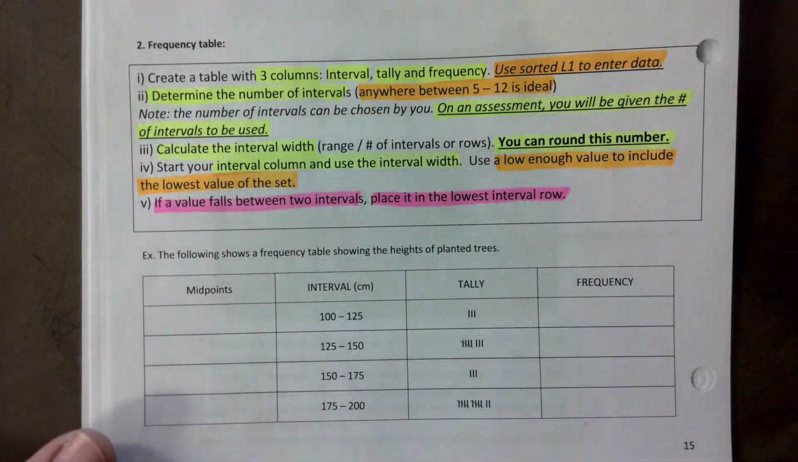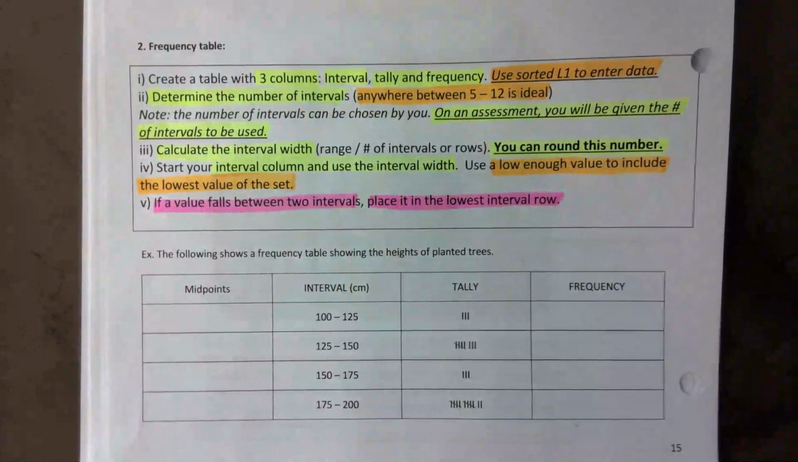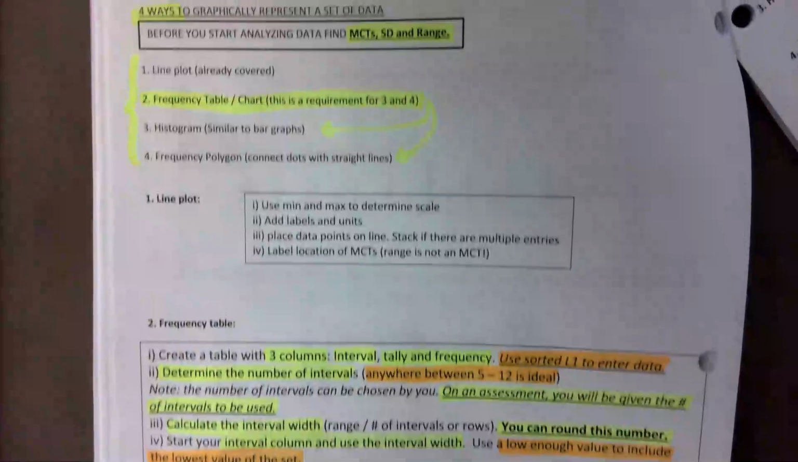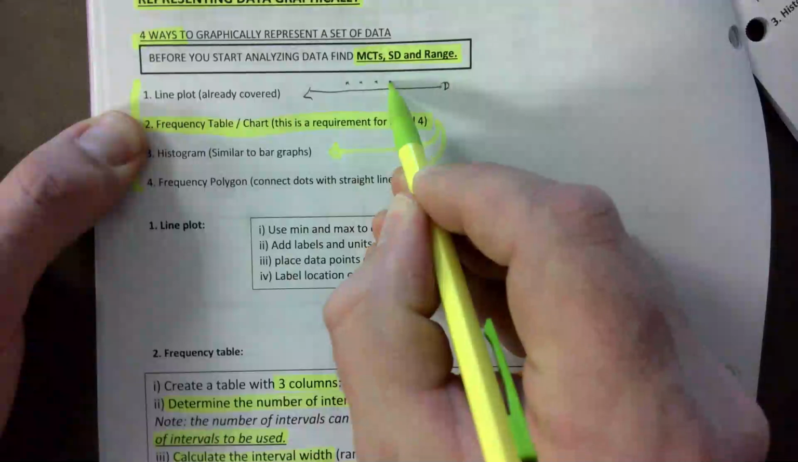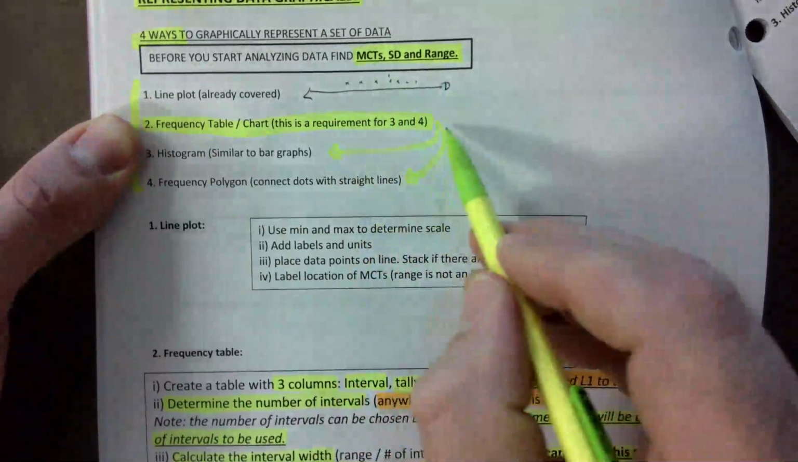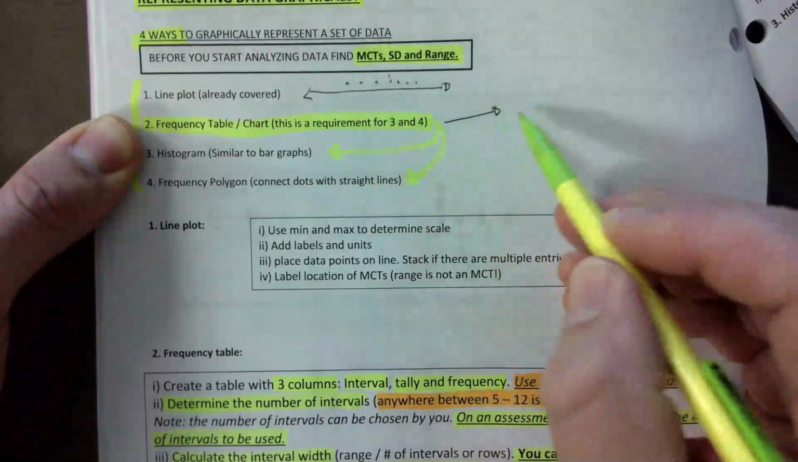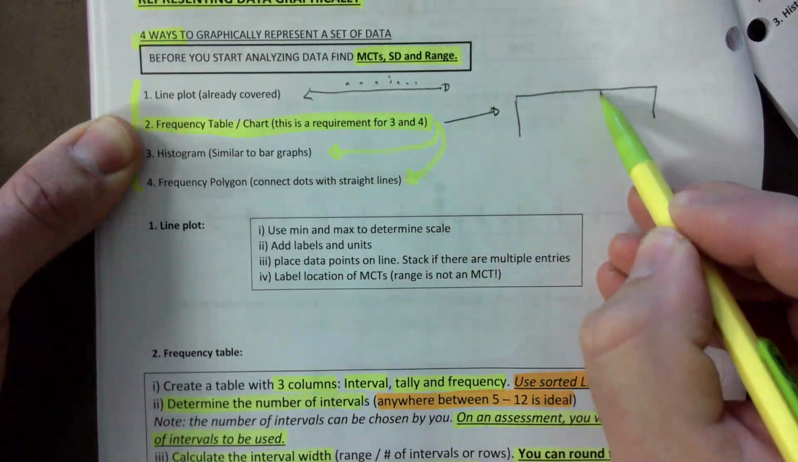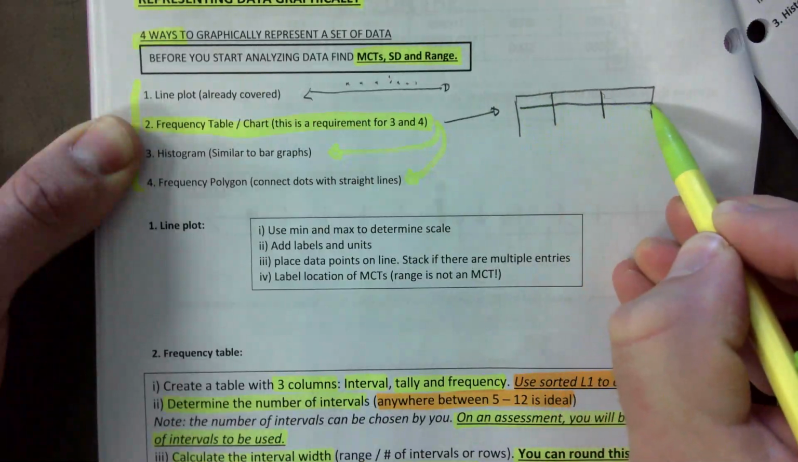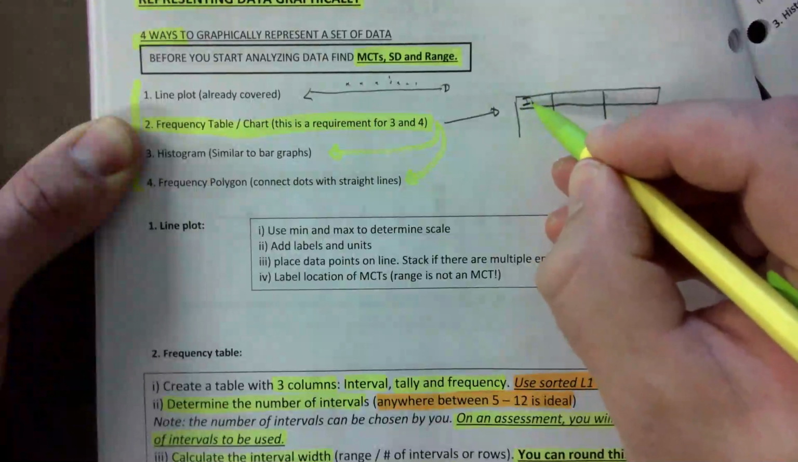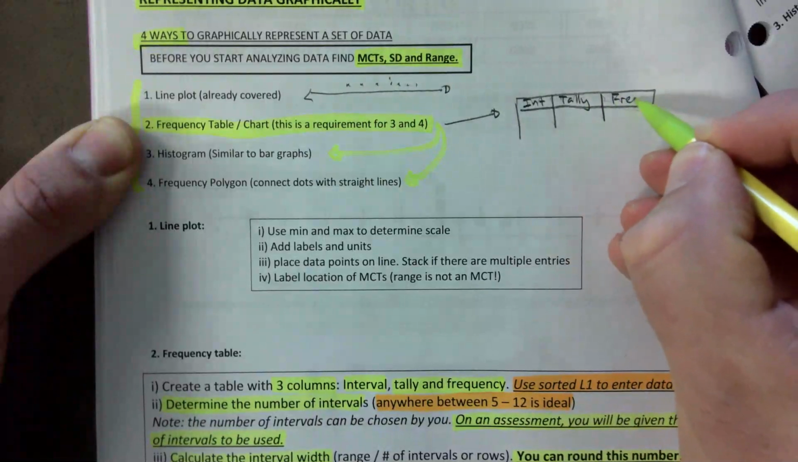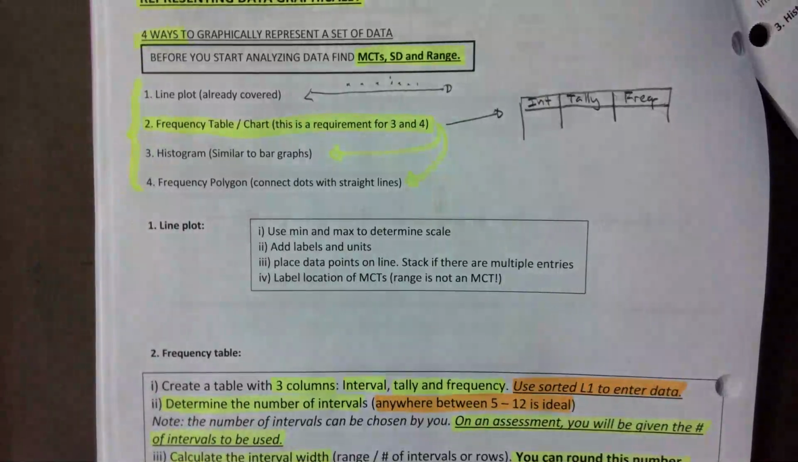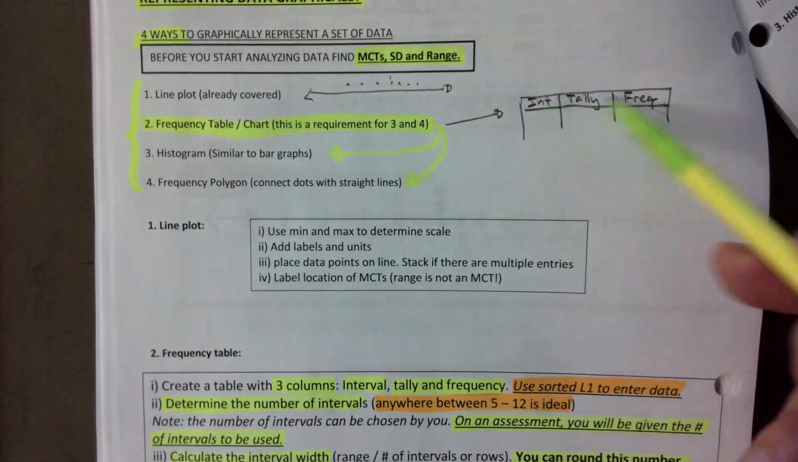Can I just go up one more time? For note-taking purposes, let me quickly remind you. Line plot: it's just one of these, and you put the dots, and sometimes you stack. Frequency table: you want 3 columns. You have the interval here, the tally here, and the frequency here. Interval, tally, frequency. Those are the 3 headings you want to have.